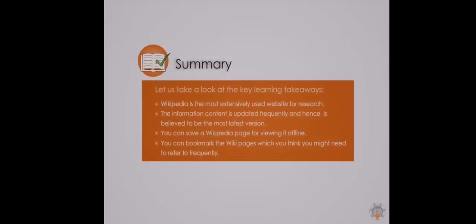Let us take a look at the key learning takeaways. Wikipedia is the most extensively used website for research. The information content is updated frequently and hence is believed to be the latest version. You can save a Wikipedia page for viewing it offline. You can bookmark the wiki pages which you think you might need to refer to frequently.